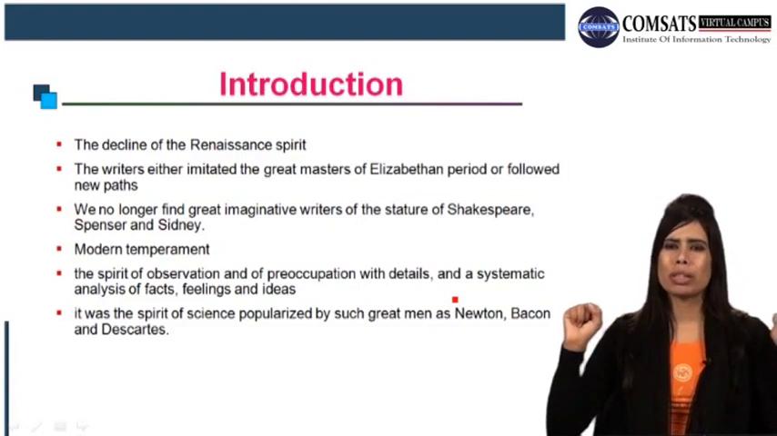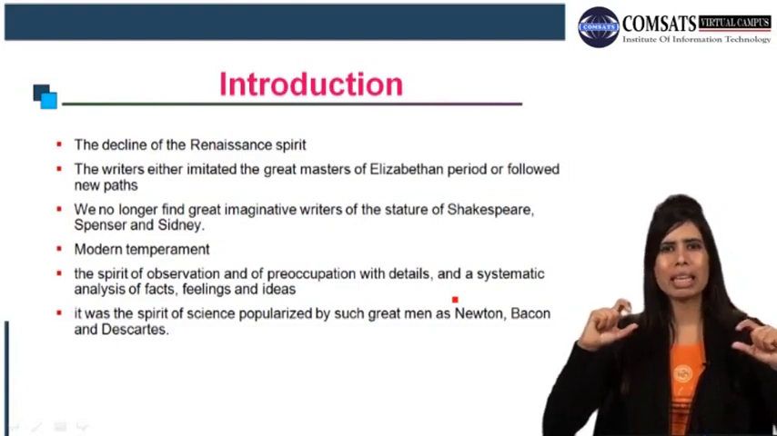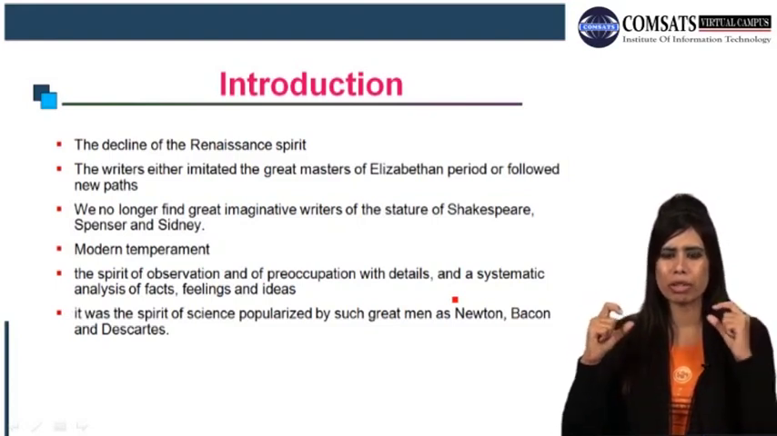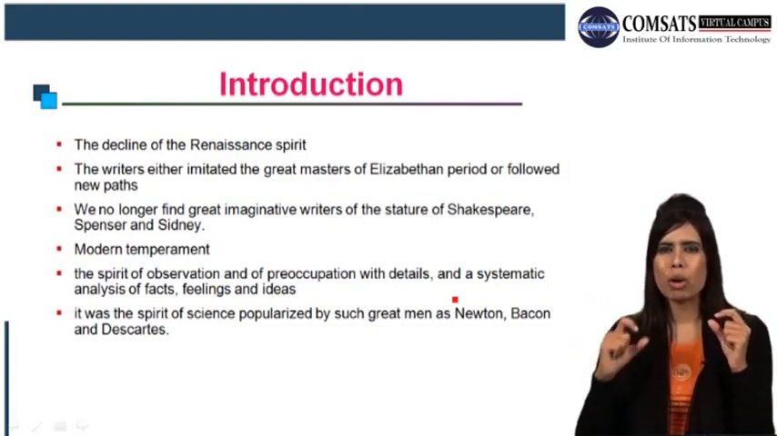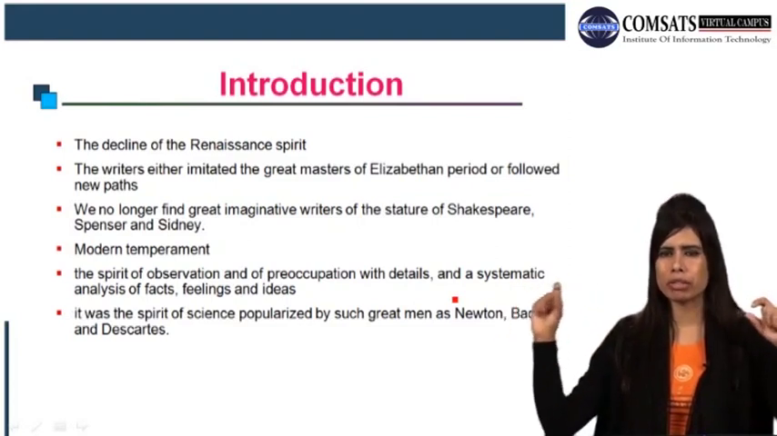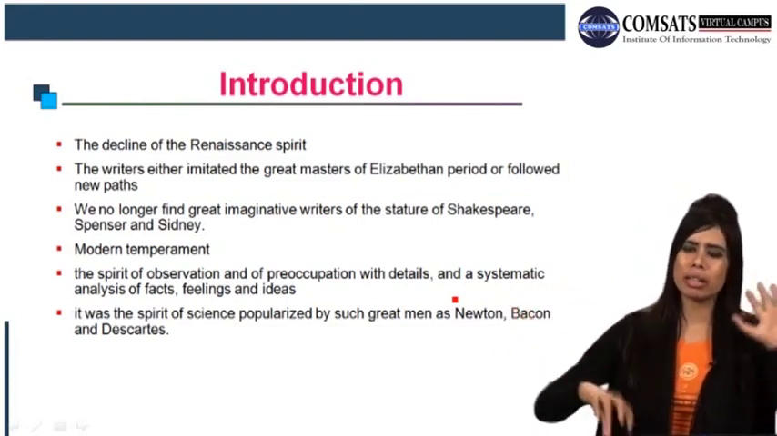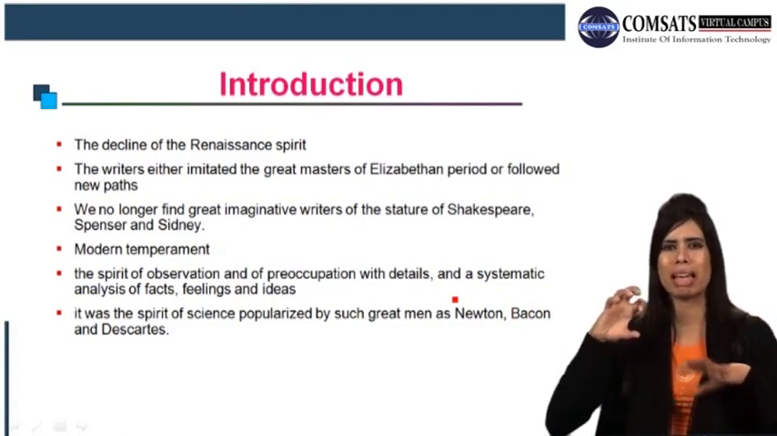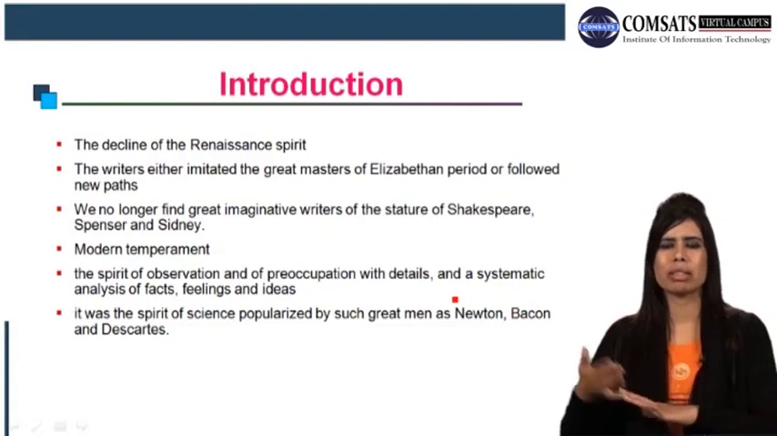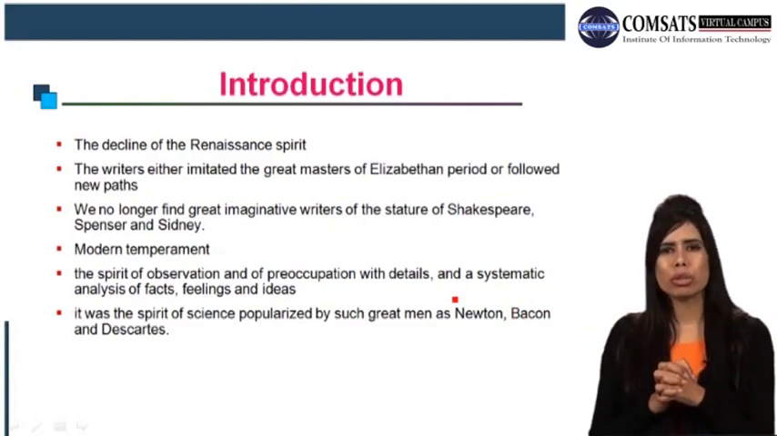So this is basically the difference in their approach, in how they prefer to go for their observation and preoccupation with details. Previously, the things preoccupied by the Renaissance authors were different. Here they need the details and then the systematic analysis of facts, feelings and ideas. So everything is in a systematic way. It is not only systematic, but there is a systematic analysis of facts, feelings and ideas.